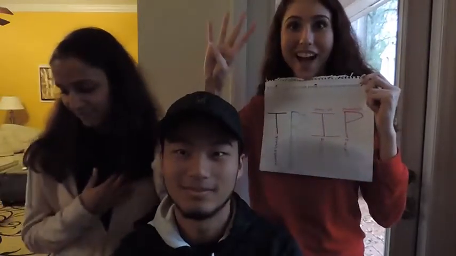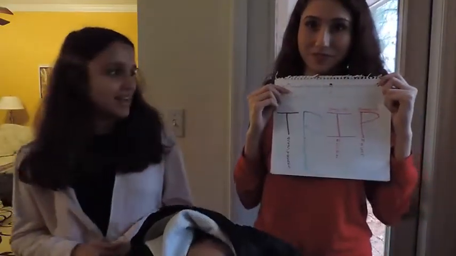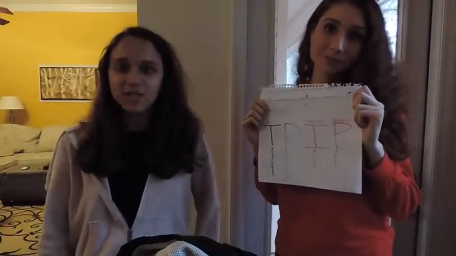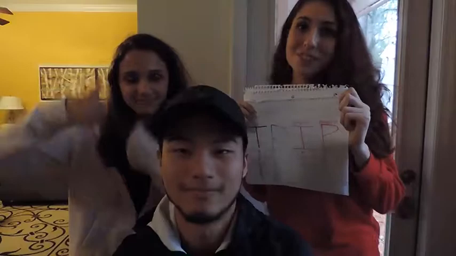TRIP. There are 4 different things that affect a foreign exchange market, and you can remember them by TRIP. The T stands for taste and trends. R stands for interest rates. I stands for change in income. And P stands for change in prices.